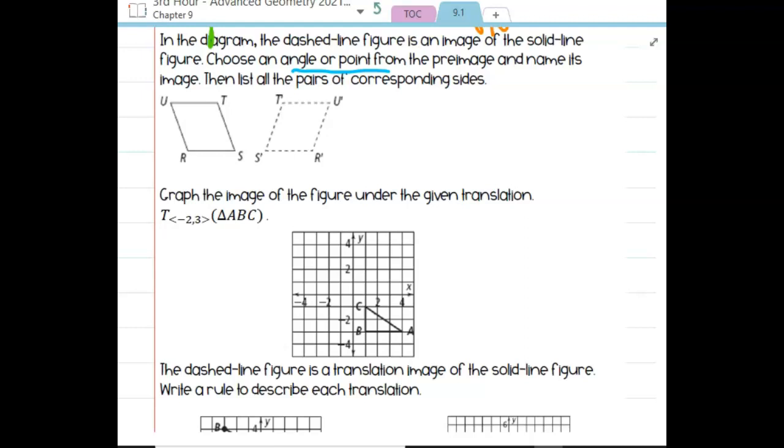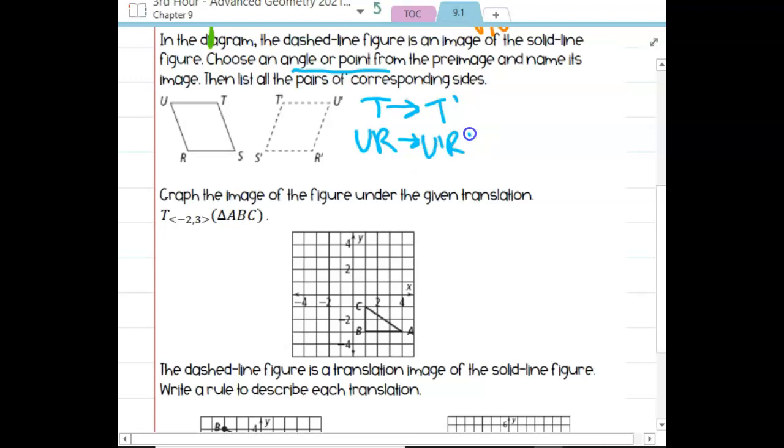So let's start by picking an angle or point from the pre-image. T. If I'm going to talk about T, angle T, point T from the pre-image, what is the image of point T? T prime. Easy enough. You can pick any one of those and they would be fine. But now I want to list all the corresponding sides. Let's pick a side from the pre-image. UR. UR is mapped to U prime, R prime. We're just going to do that with all of them.